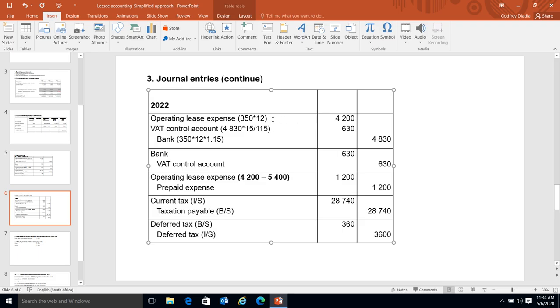You've actually paid 350 times 12, which is 4.2. The actual payment that you are making should include VAT, which is this, times that. Sorry, that gives you 4830. The VAT is 630. That 630 must be paid to you. You receive it here in the bank. You cancel what you've raised here. Okay.